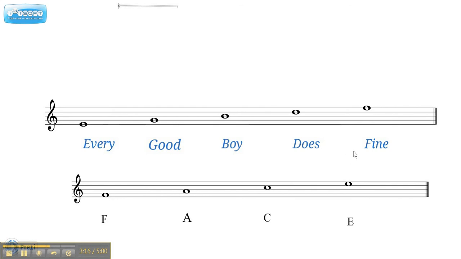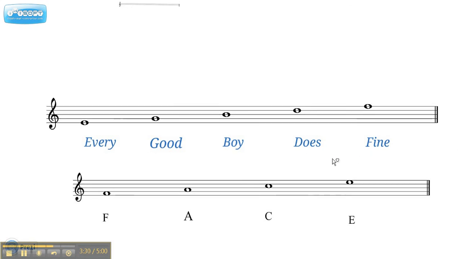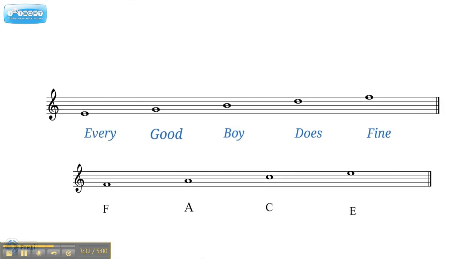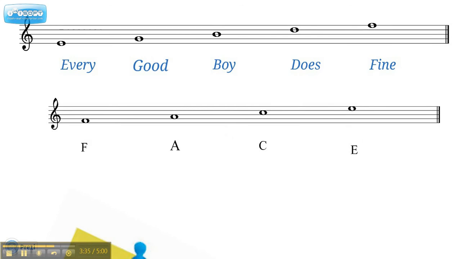There's a little device that you can apply in order to help you to memorize the names of these lines of the treble clef. And it says, every good soul does fine. Okay, as you see here, we have the notes that correspond with the spaces using the treble clef. The first space is an F, the second an A, the third a C, and the fourth an E. What do you notice? It spells the word space.